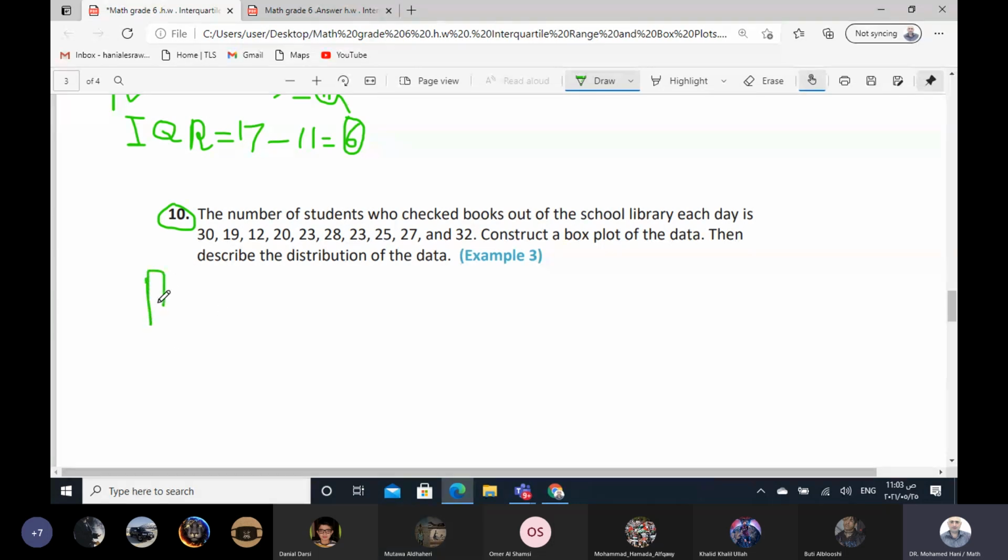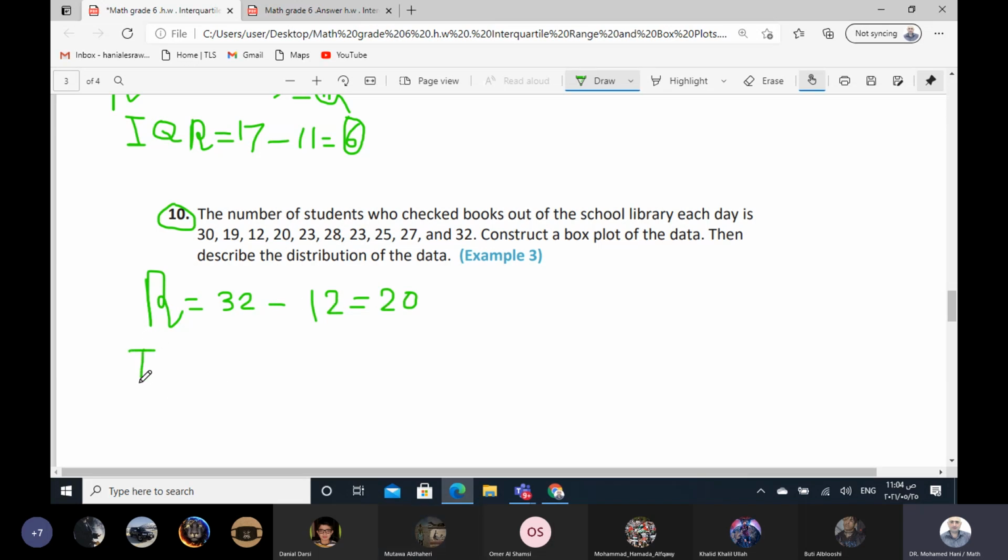Okay, thank you. We want to solve for the range. Tell me, please, what is the greatest value inside this data? Thirty-two. Then what is the smallest value? 12. And what is the operation between them? Minus. And what is the answer here? 32 minus 12 will be 20.